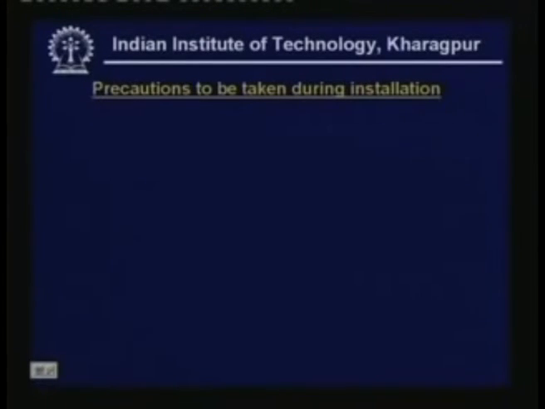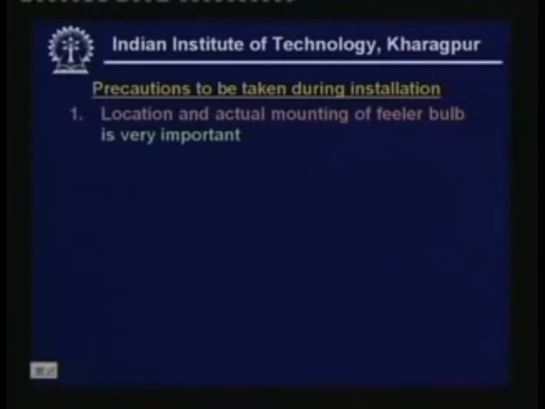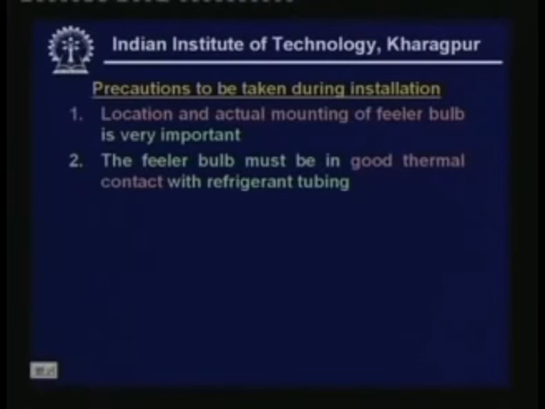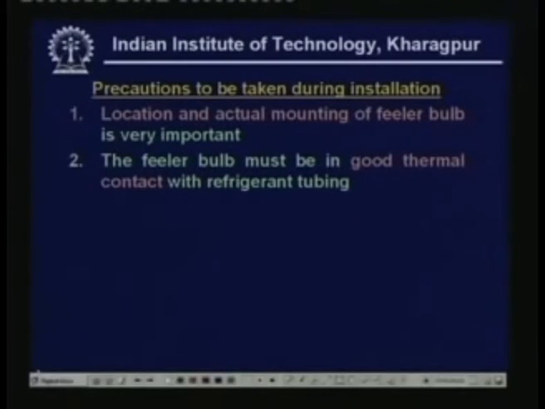Now there are certain precautions you must observe while installing the thermostatic expansion valves. What are the precautions? First is the location and actual mounting of feeler bulb. This is very important. Feeler bulb must be in good thermal contact with the refrigerant tubing. Let me give a small example why location is important.